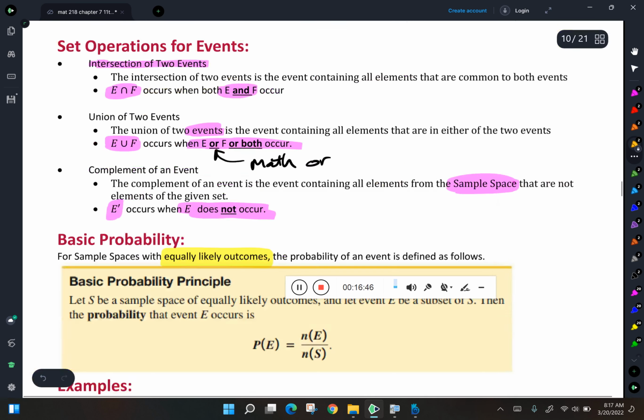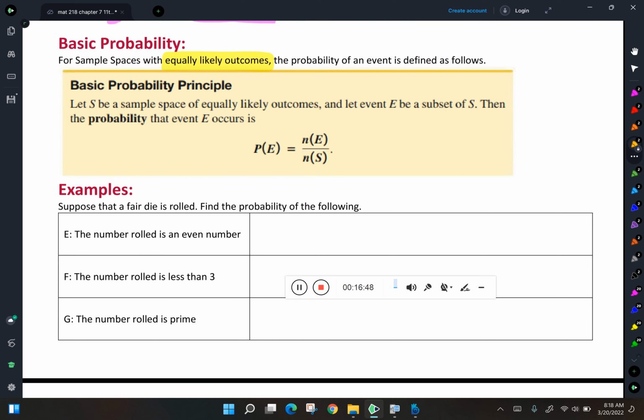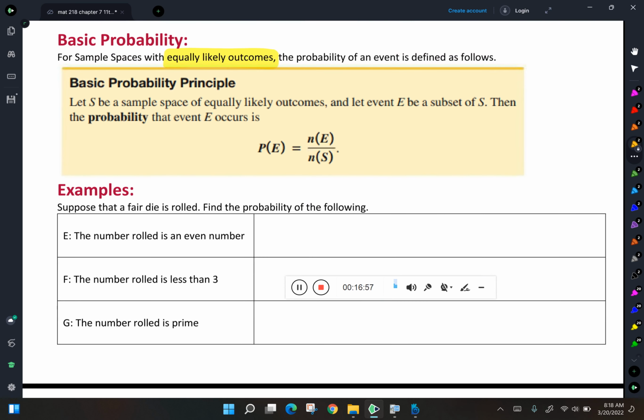All right, so this definition down here, though, says if you're working with an equally likely outcome experiment, probability is a simple fraction. Now, I'm using the word simple here. It does not mean easy. Simple just means uncomplicated. Okay?